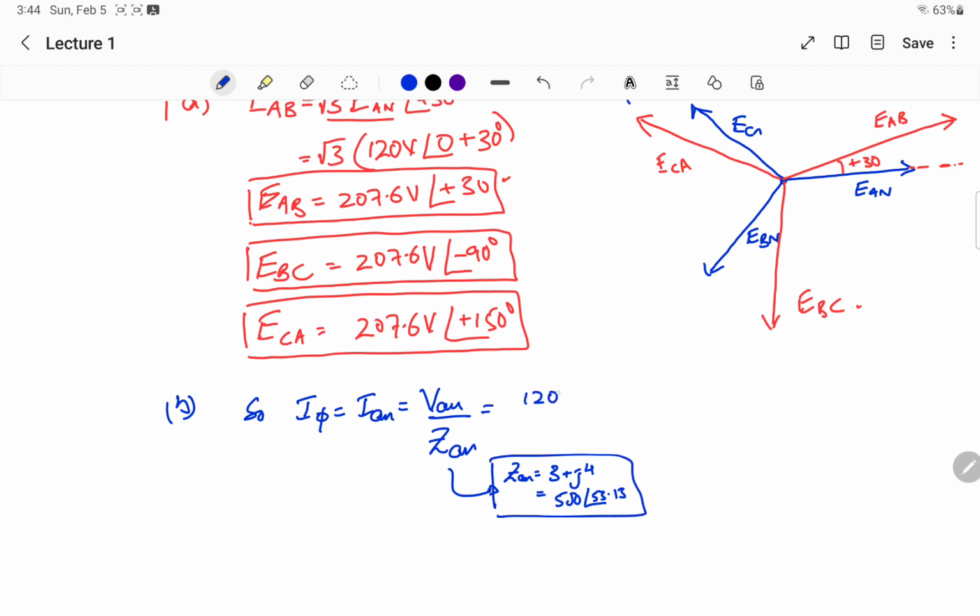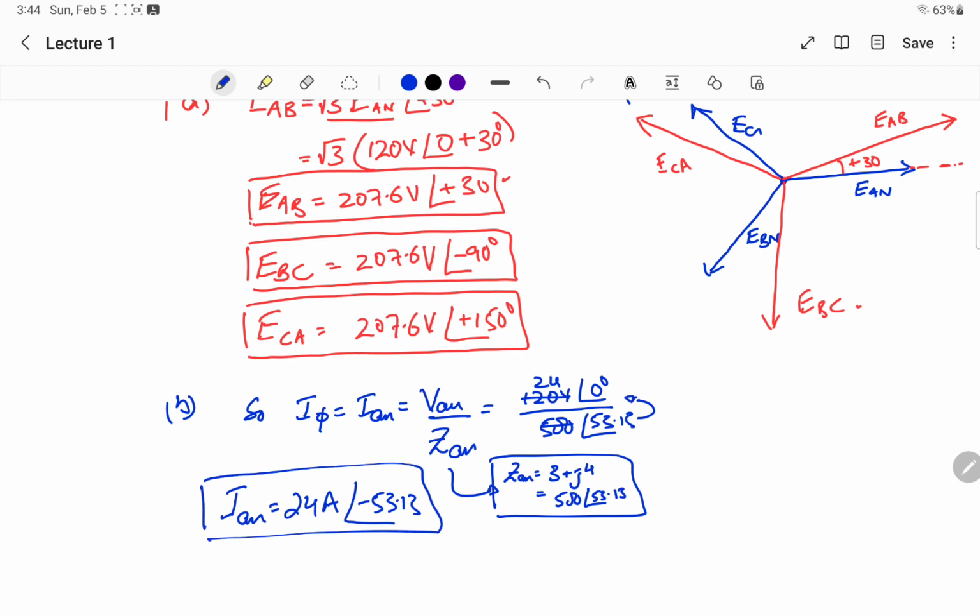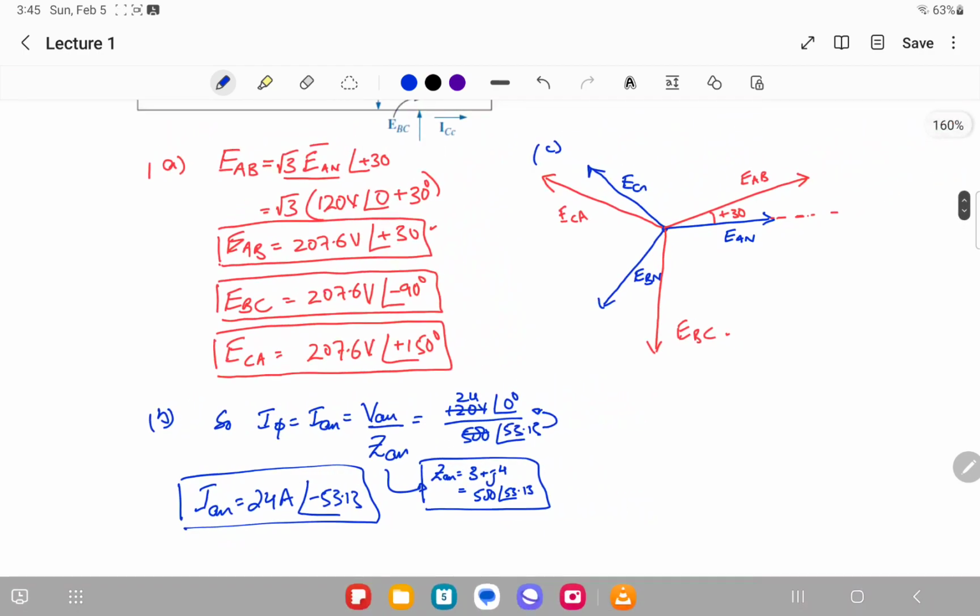So our VAN will be 120 volts, angle 0, divided by 5 ohms, angle 53.13, and this will be 24. And so the current IAN will be equals to 24 amperes with an angle of minus 53.13. This angle goes up and becomes negative. So from the negative angle we can see this is a lagging load. The current is lagging from the voltage. Voltage was 0 degree and this angle is minus 53.13.